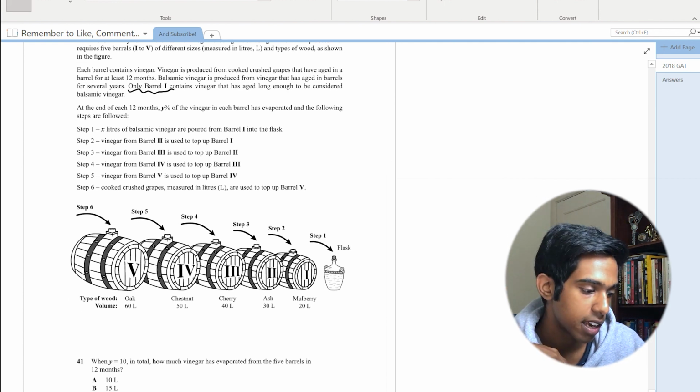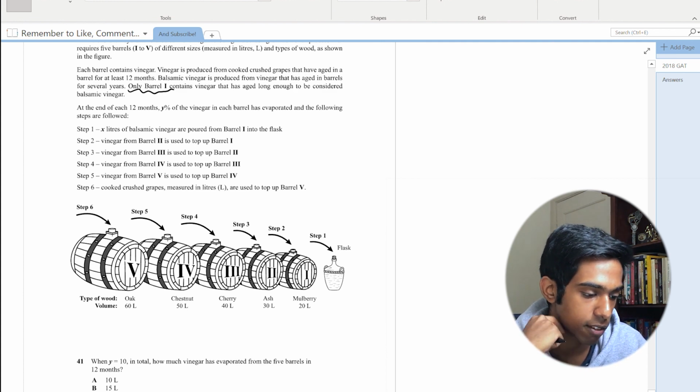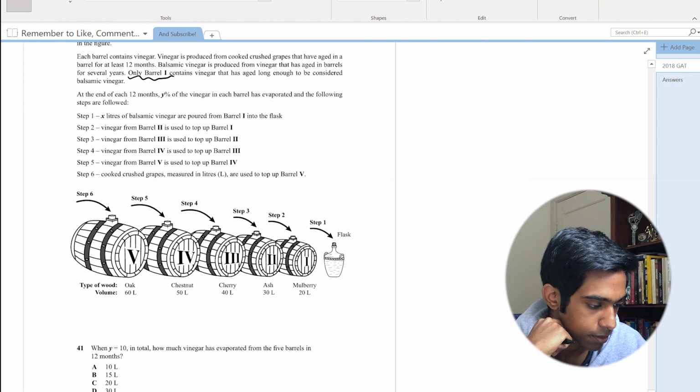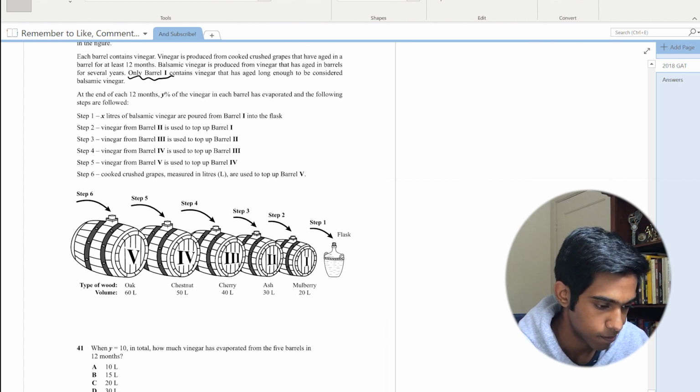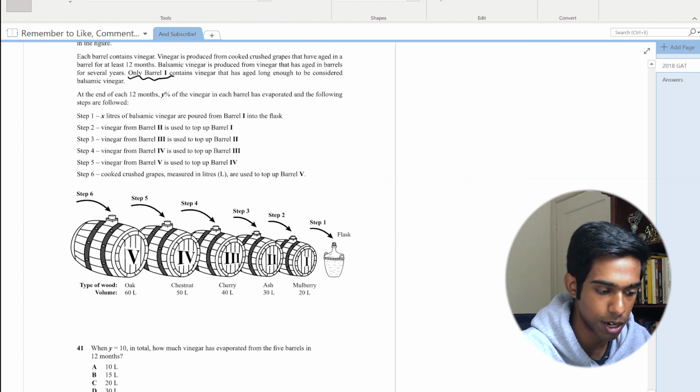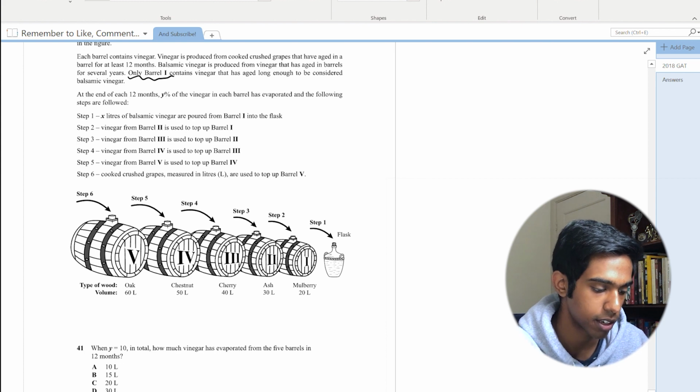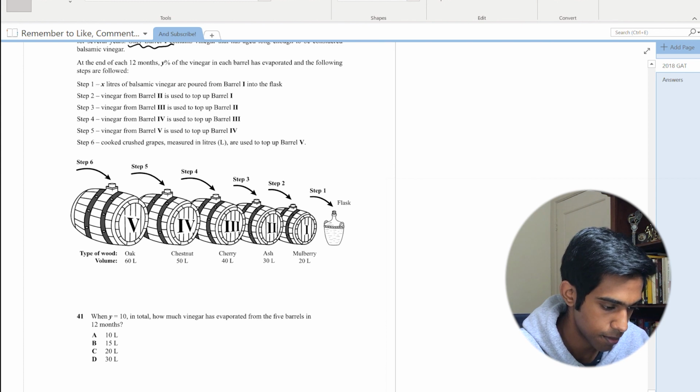At the end of each of 12 months, Y% of the vinegar in each barrel has evaporated, and the following steps are followed. So X liters of balsamic vinegar are poured from barrel 1 into the flask. Vinegar from barrel 2 is used to top up barrel 1, vinegar from barrel 3, and then they just top up.